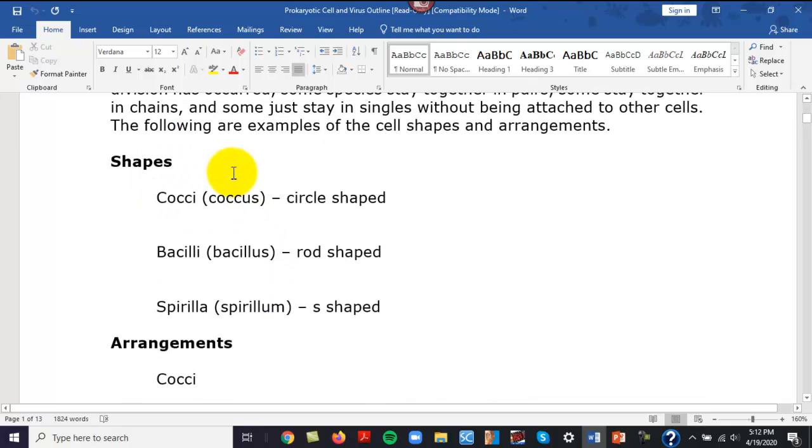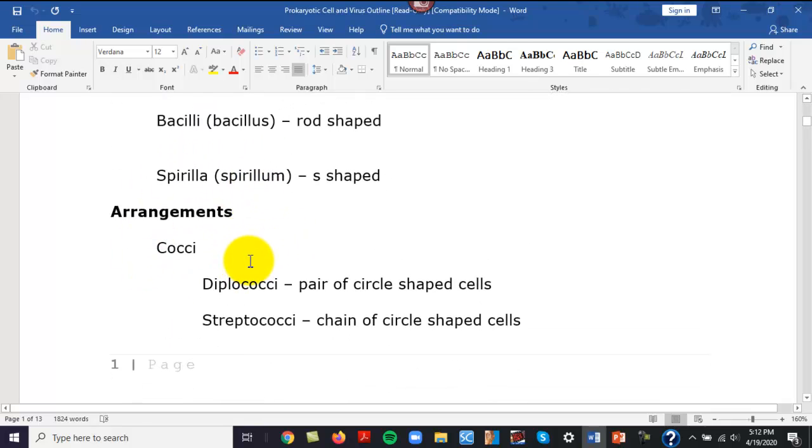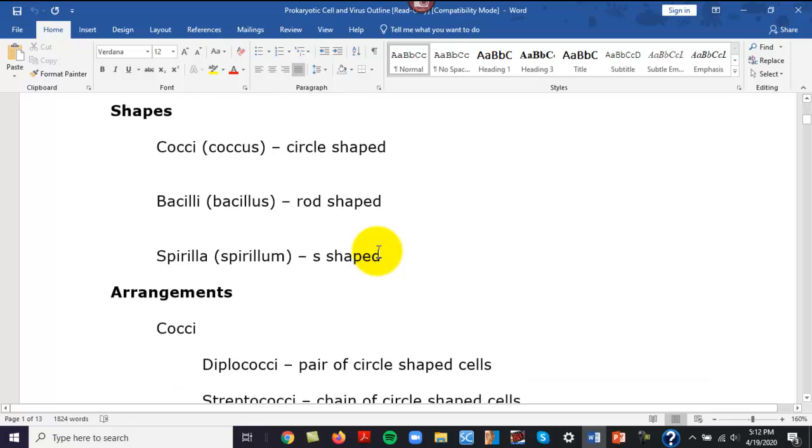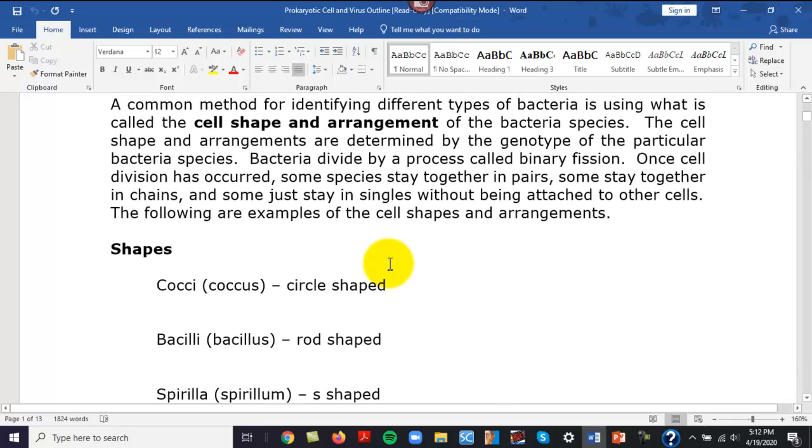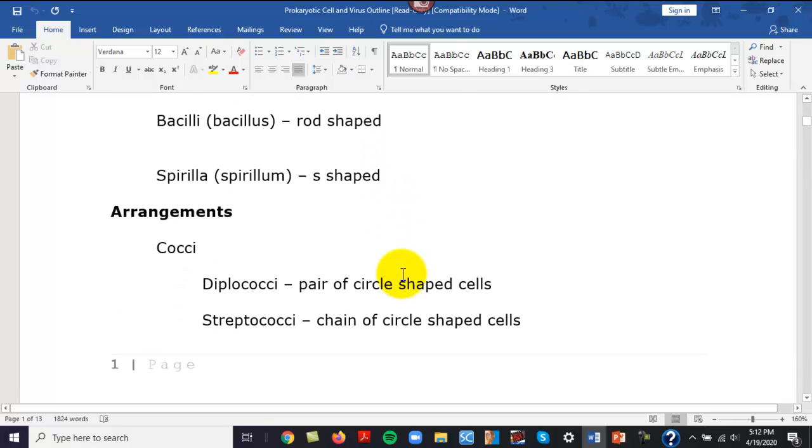The cell shape is this, and then the arrangement depends on the species. There are some bacteria that, when they divide, and they divide very simply, there's no mitosis. It's called binary fission. You have one cell and it divides into 2 cells. Very simple process. Depending on the species, some stay together in pairs. And of course, these are microscopic. You can't see bacteria anywhere. The only way you can really see it is if you grow it into a colony on a petri dish, and then you can look at it that way. But even then, the cells are microscopic.